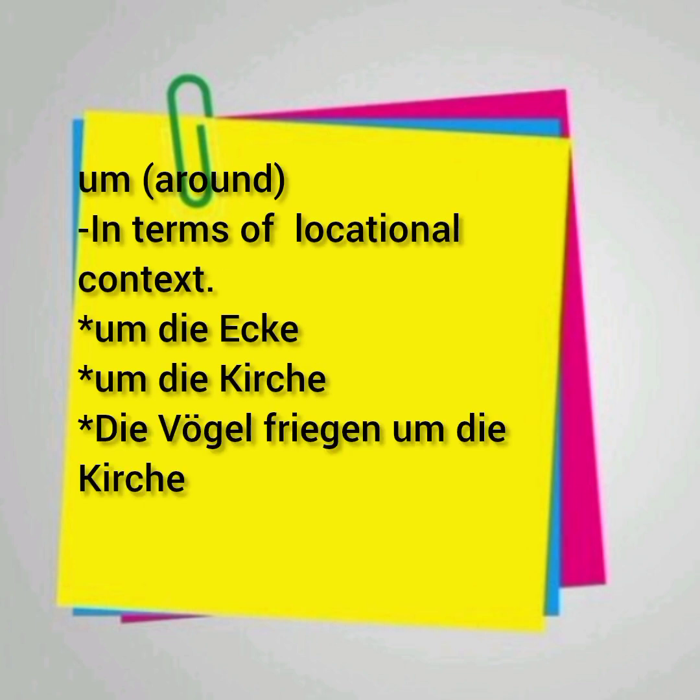Right? In terms of time, um means at. But in terms of location, um means around. And the example we have is um die Ecke, which means around the corner. Um die Kirche, around the church. The last example: Die Vögel fliegen um die Kirche. The birds are flying around the church.